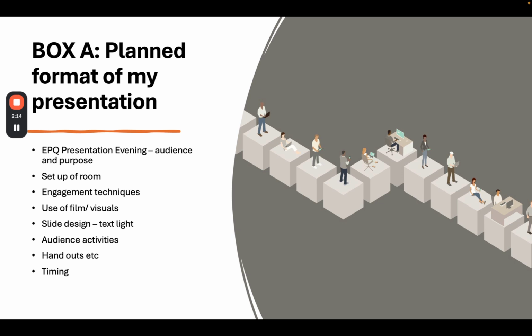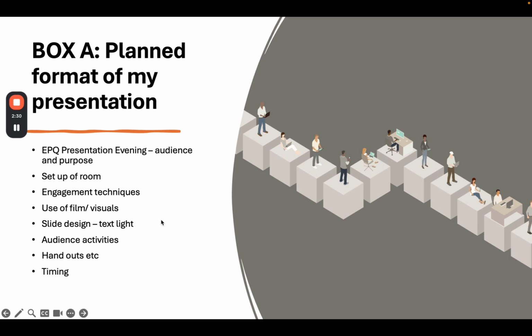So also discuss your use of film, your use of visuals. Some of you are going to be making your own films, editing them. I know some of you are doing things like time lapses. But also talk about slide design. And I put there text light.